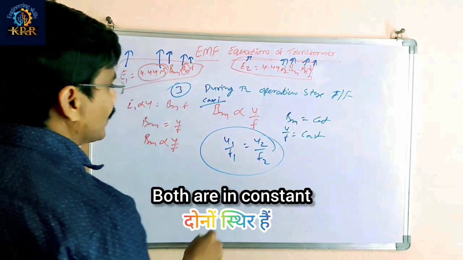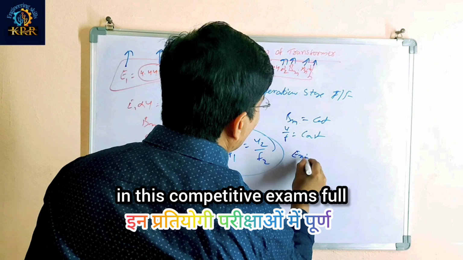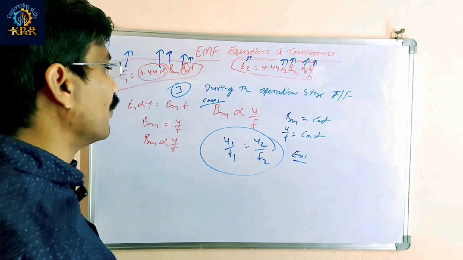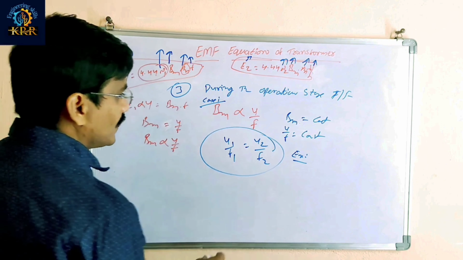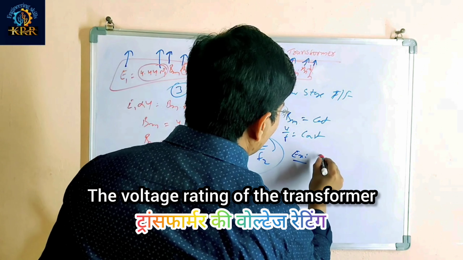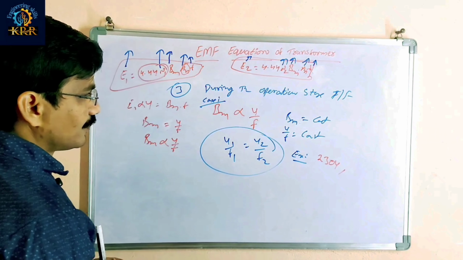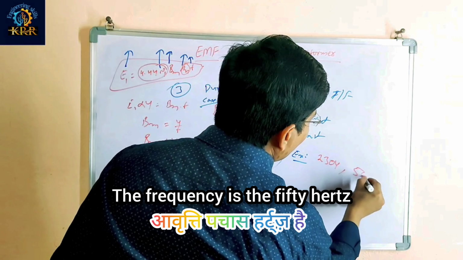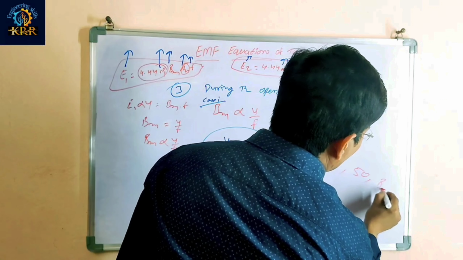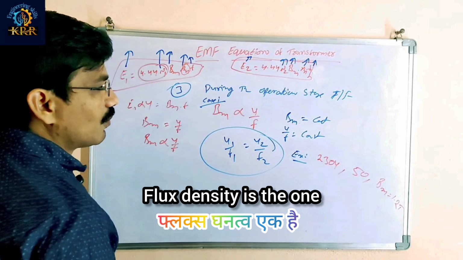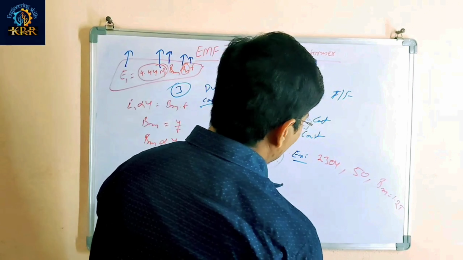Both are constant. V1 by F1 is equal to V2 by F2. If you go for the example from a competitive exam point of view, how will it be given? The voltage rating of the transformer is 230 volts. The frequency is 50 Hz. Bm, the flux density, is 1.2 Tesla.